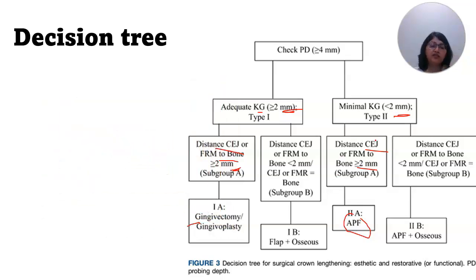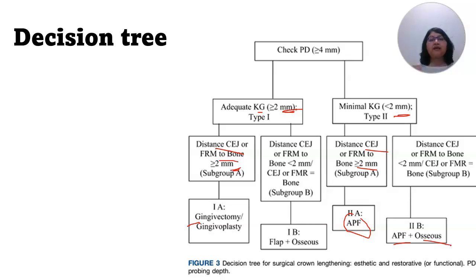However, if your attached gingiva or keratinized gingiva is also less and the distance to the bone is also less, you would do APF, apically positioned flap, with osseous contouring. Now, as a general dentist, I do understand that you are not trained to do any apically positioned flaps or even osseous surgeries, but if you were to refer a patient and understand how to at least do a basic crown lengthening or a gingivectomy, this would be a good decision tree for you.